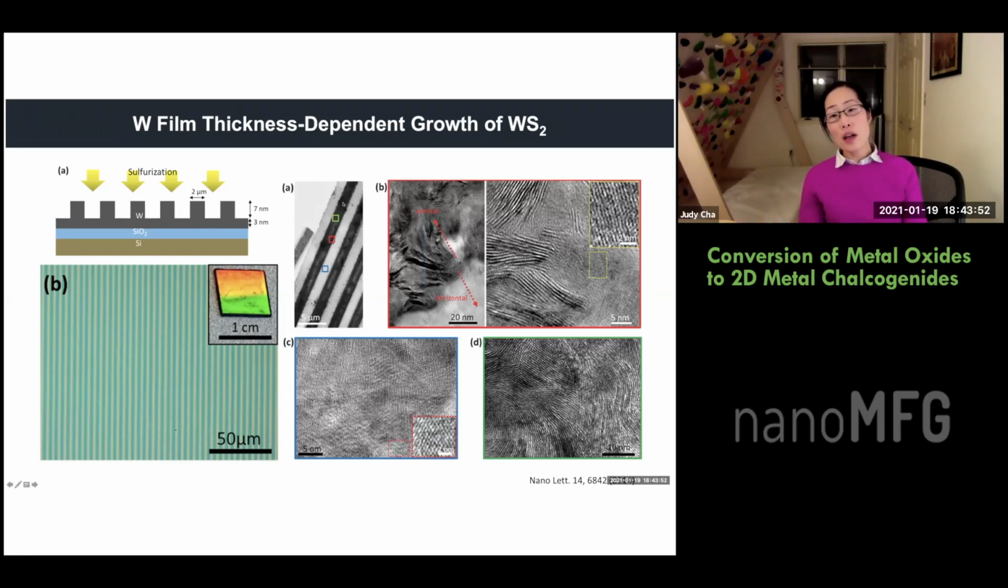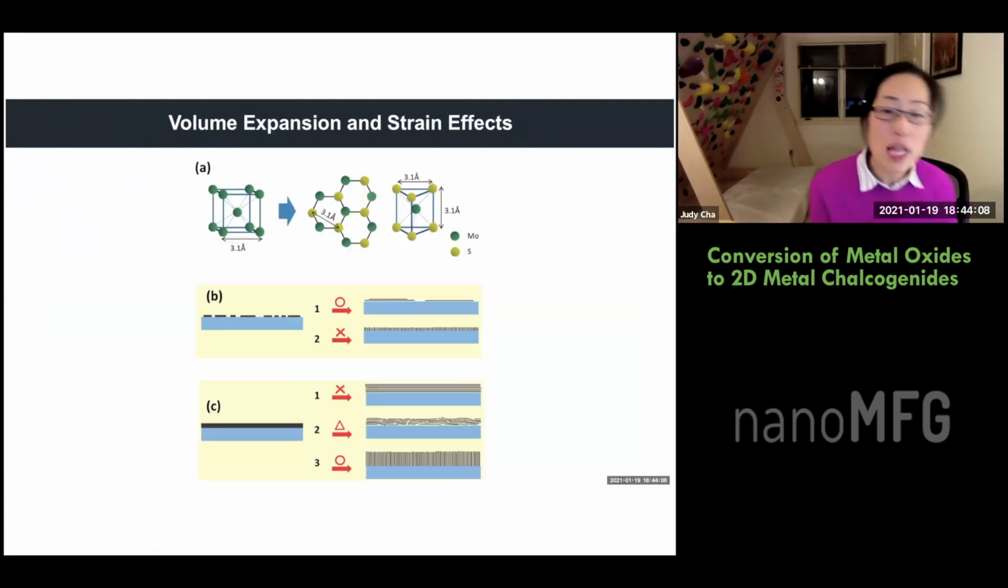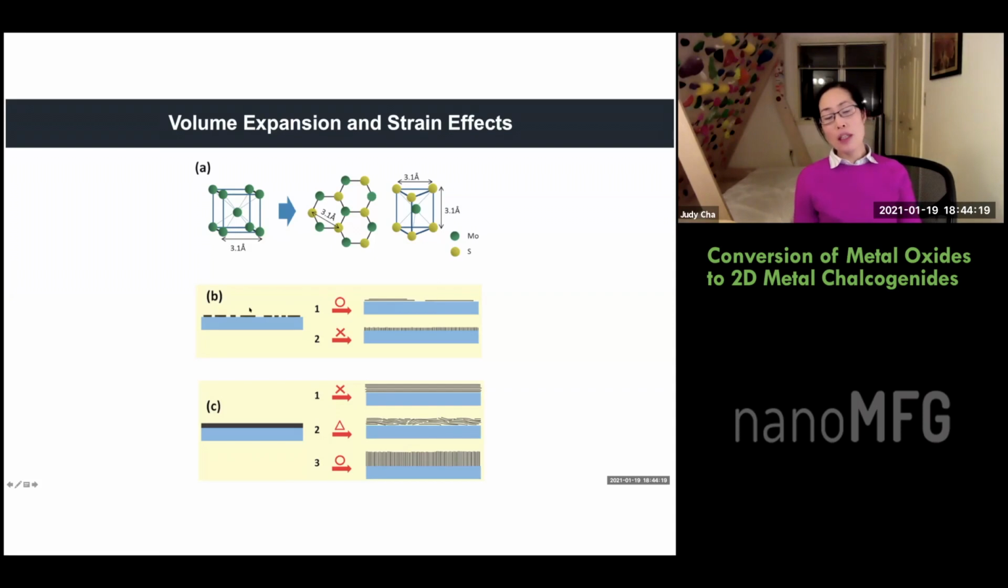The thicker part, the layers are vertically standing. The thinner part, it's still polycrystalline. It's lots of grains, but the layers are at least laying flat. Okay, so the layers decide to stand vertically or lay flat. So at the end, what we think is happening is that the strain that gets built during the reaction dictates the morphology.